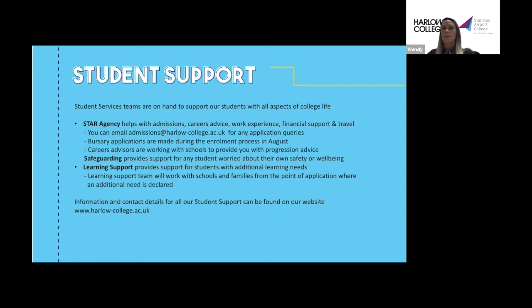Our safeguarding team provides support for any learners that are worried about their own safety or wellbeing, and an excellent learning support team provides support for students with additional learning needs, ensuring they are still able to access our programmes and be highly successful on those programmes.